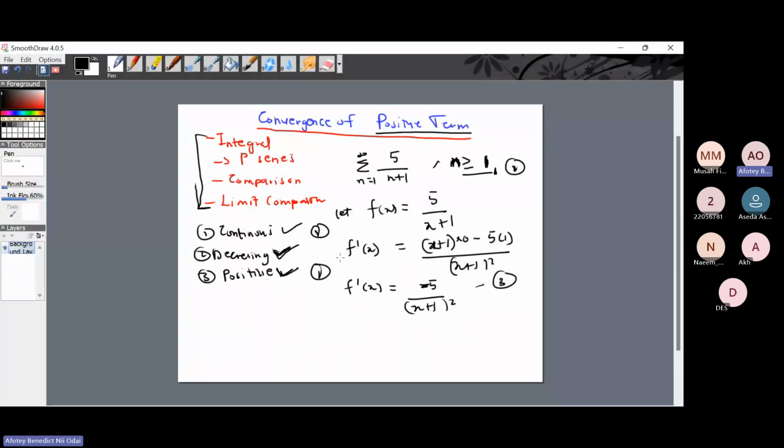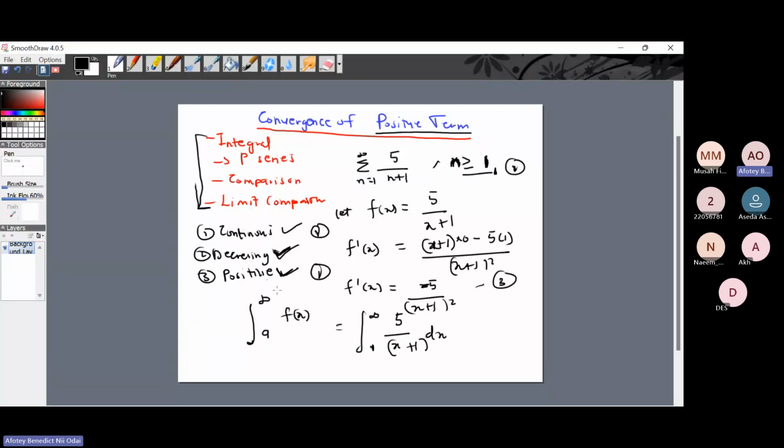Now, to find whether it converges, we use the integral test. So for the integral test, we integrate from a to infinity of f of x dx. In this case, we are integrating from 1 because the series is defined from 1. So we have this equal to the integral from 1 to infinity of 5 on x plus 1.